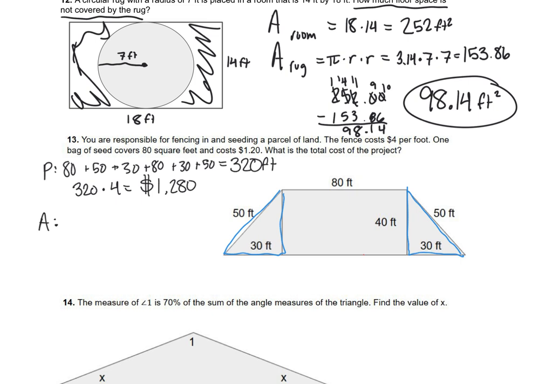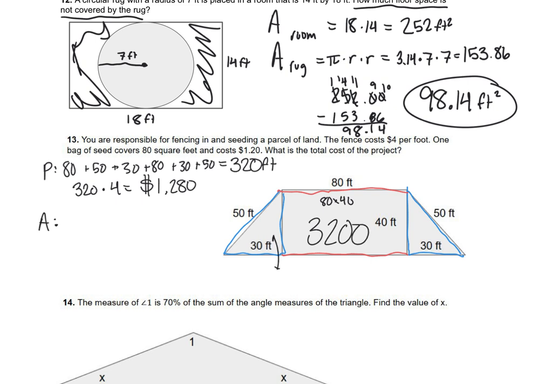The other part we're going to need as well is this main chunk of the yard that is the shape of a rectangle. You can start any way you want. I'm going to start with the rectangle. To find the area of my rectangle, I'm going to do 80 times 40, base times height, and I get an answer of 3,200 square feet.